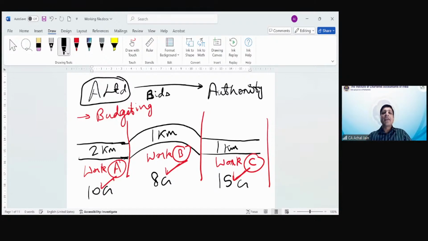So all in all, can you tell me what is the overall value for all of these 3 works? What will be the combined value? Great. Abhishek says 33 crore. All right. So all in all, the total value of these 3 contracts will be 33 crore.